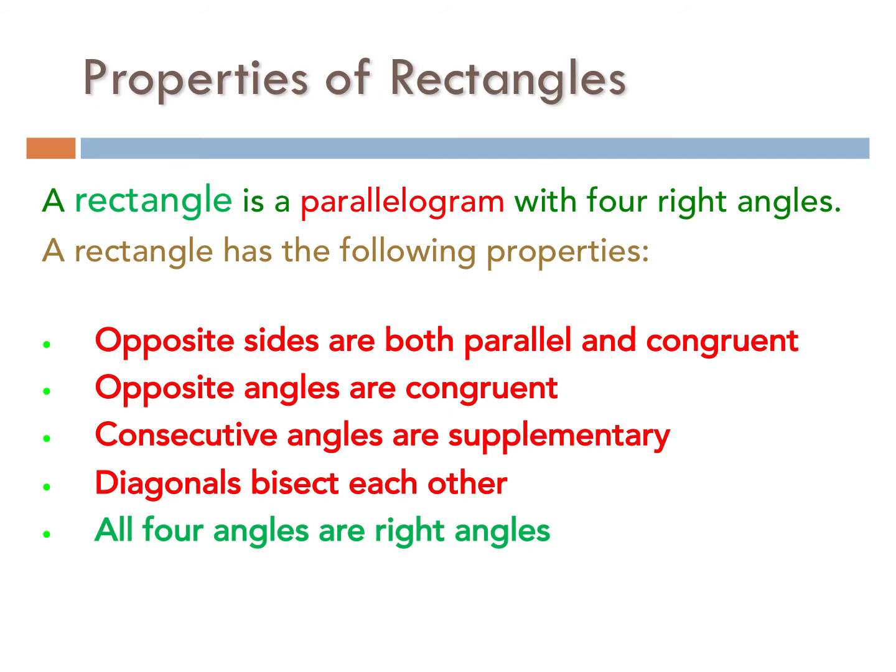Diagonals bisect each other. Gets it from the parallelogram. And then the new property is that all 4 angles are right angles. So it gets that on its own. That starts at the rectangle level if you look at the quad tree. So all of these in red, it gets from a parallelogram. But the green is its own new property.